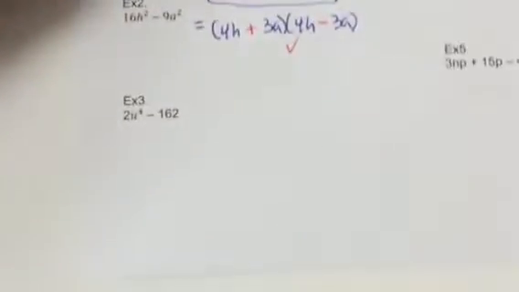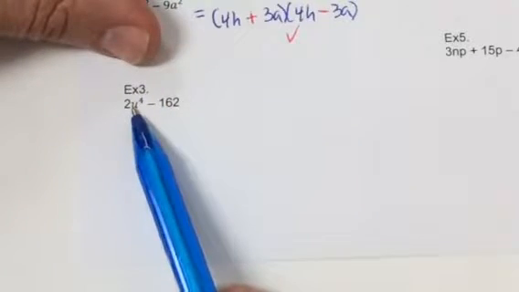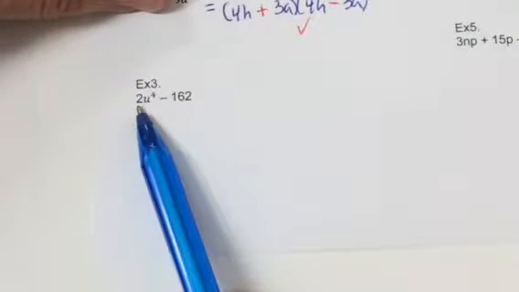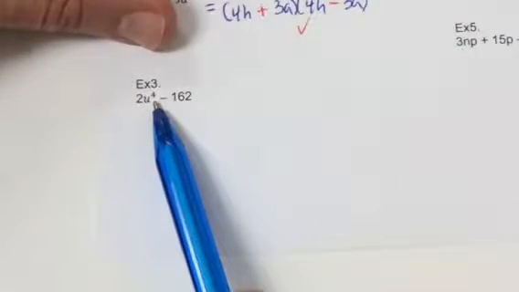For example 3, wait a minute, we have 2. 2 is not a perfect square. U to the fourth, is u to the fourth a perfect square?